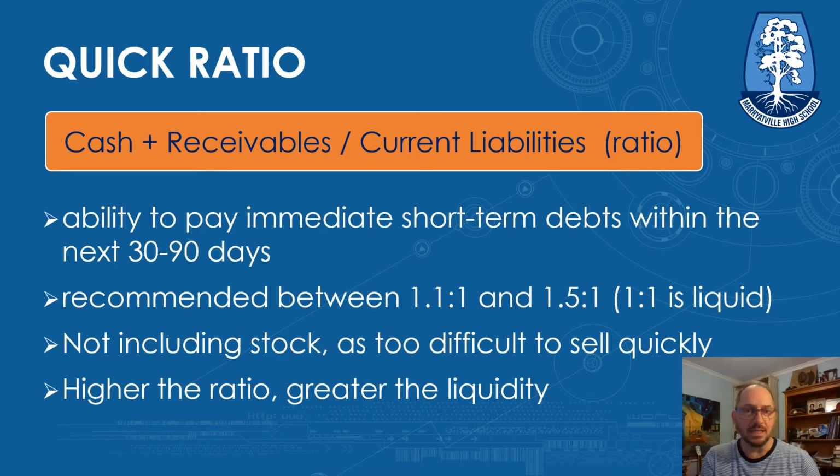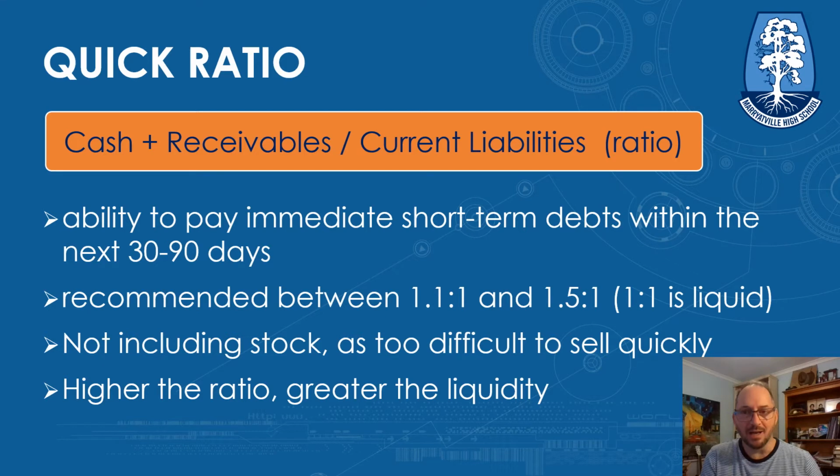It's about your ability to pay immediate short-term debts within the next 30 to 90 days, as opposed to your working capital ratio, which was concerned about meeting your short-term debts over the next 12 months. Your quick ratio is more immediate, and it's concerned with meeting your short-term debts, your creditors, over the next 30, 60, and 90 days. Now, it's recommended that your quick ratio be somewhere between 1.1:1 and 1.5:1.